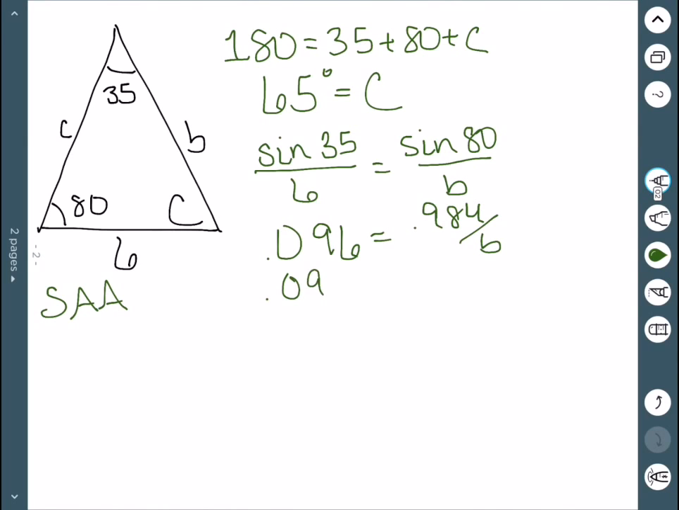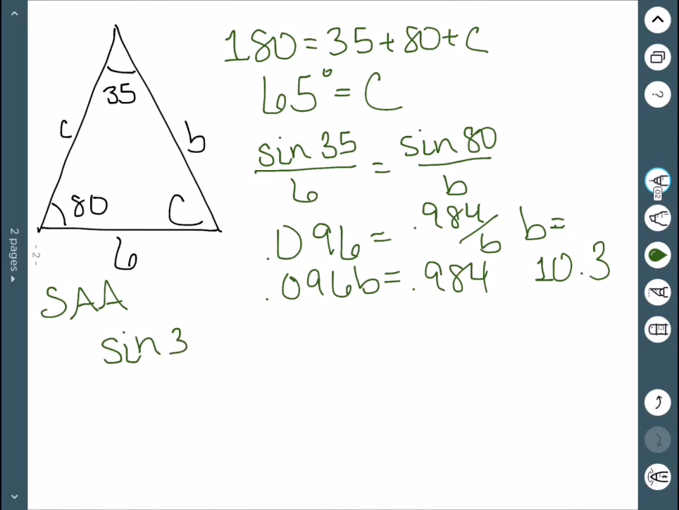We can then multiply both sides by B. And solving gives us that side B is approximately 10.3. We also need side C.